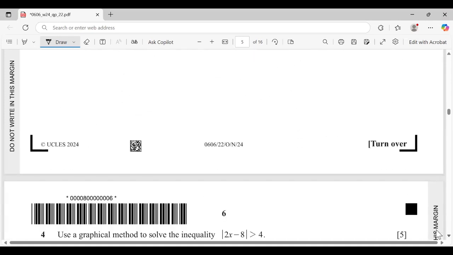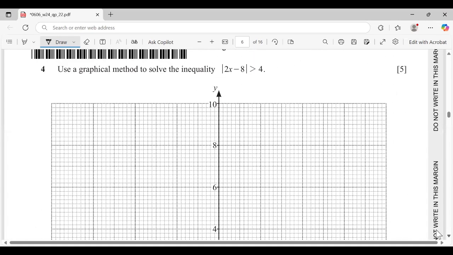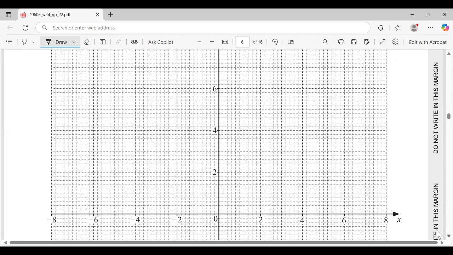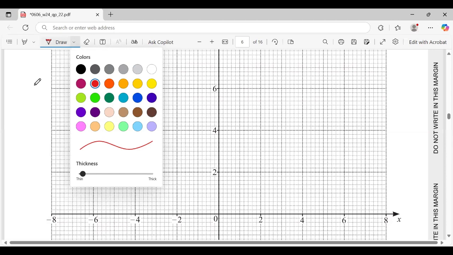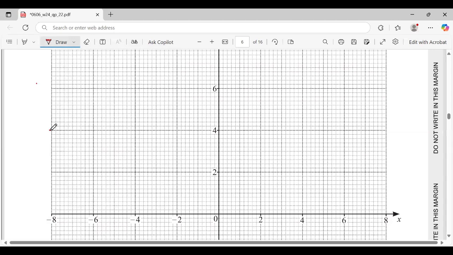Next question. Number 4, using a graphical method to solve the inequality modulus 2x minus 8 greater than 4. First, I would like to sketch the straight line y equals 4. I'm going to use a different color. Okay, this is the straight line y equals 4.